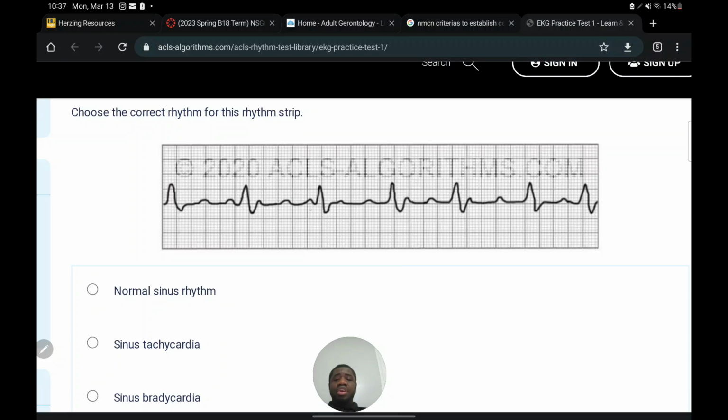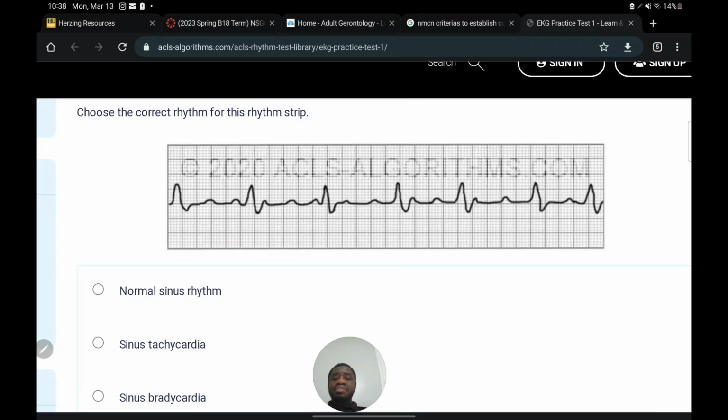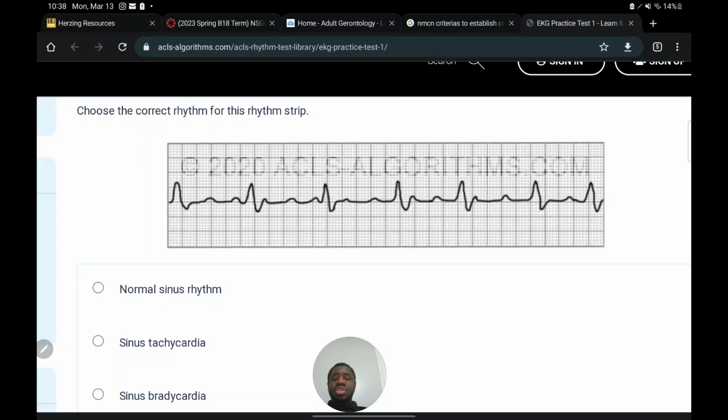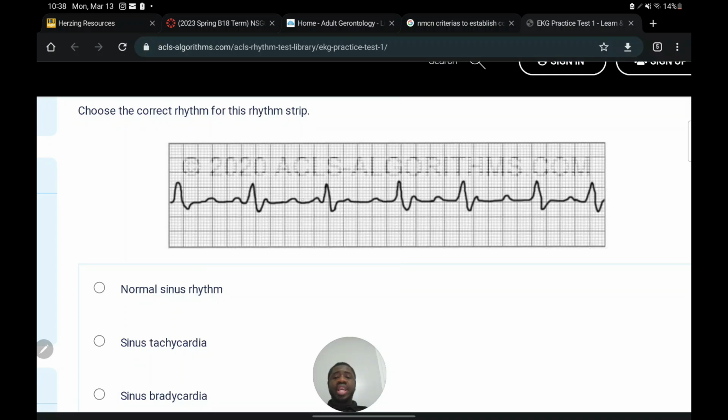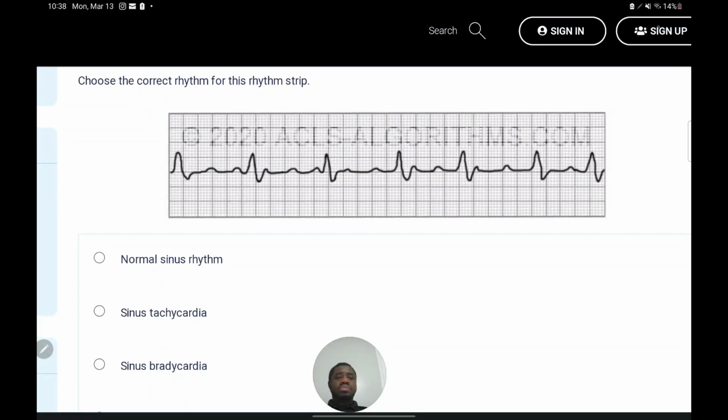This is another P wave. This QRST, P wave, QRST, P wave, QRST, P wave. And we can see that here the P wave is close to the QRS complex, and here the P wave is not followed by QRS complex. And so this is a third degree heart block.